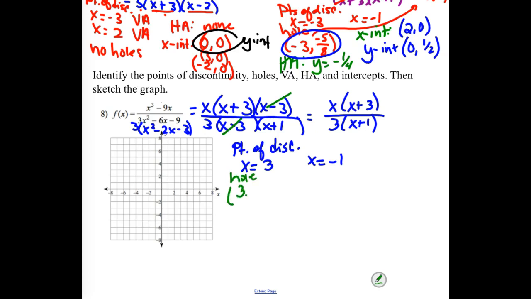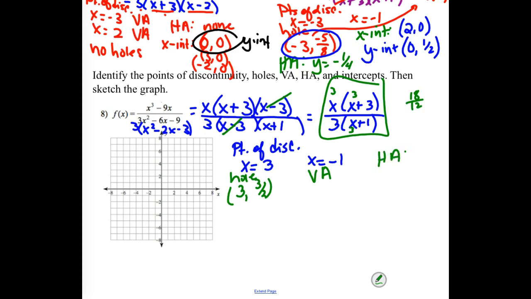All right, so let's plug that 3 into our simplified version here. If we put 3's in for all of our x's, we get 3 times 6. So 18 divided by 3 times 4. 18 divided by 12. 3/2, yep. All right. When x is -1, can we get rid of that one? So that is a vertical asymptote.